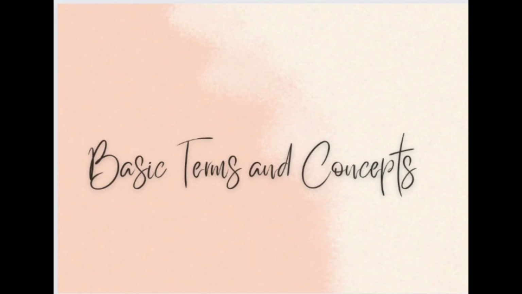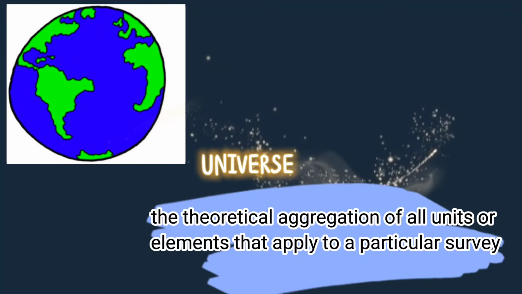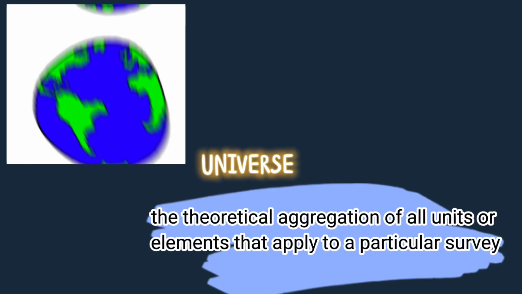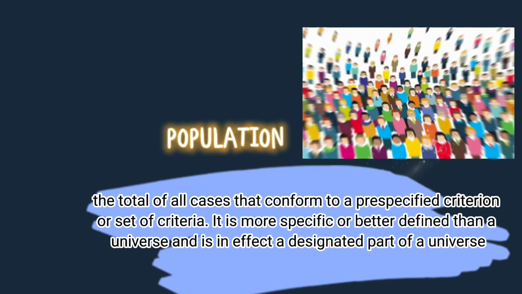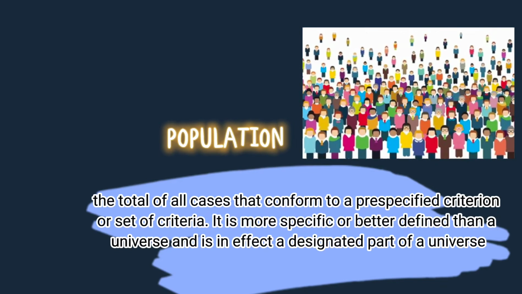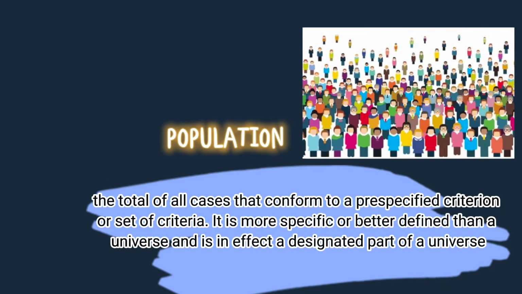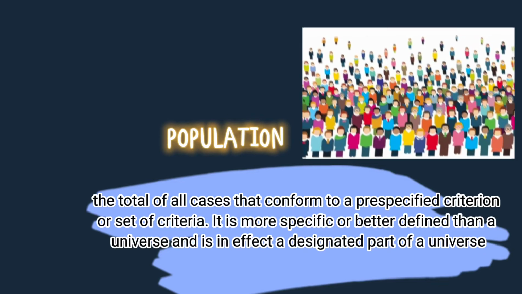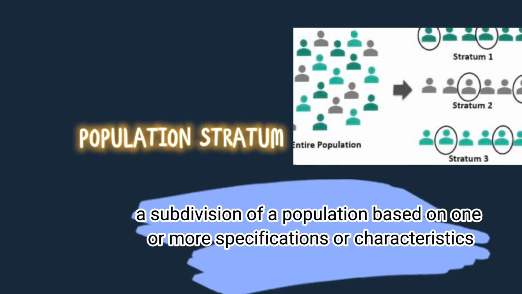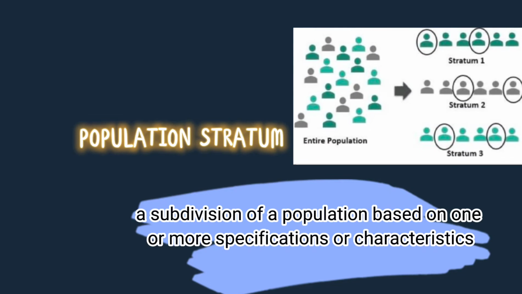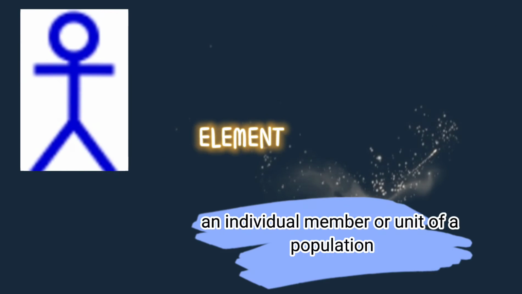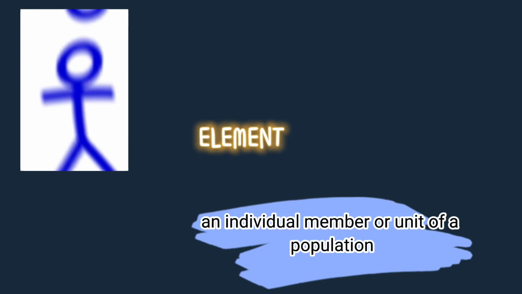Basic terms and concepts. Universe. The theoretical aggregation of all units or elements that apply to a particular survey. Population. The total of all cases that conform to a pre-specified criterion or set of criteria. It is more specific or better defined than a universe, and is in effect a designated part of a universe. Population stratum. A subdivision of a population based on one or more specifications or characteristics. Element. An individual member or unit of a population.